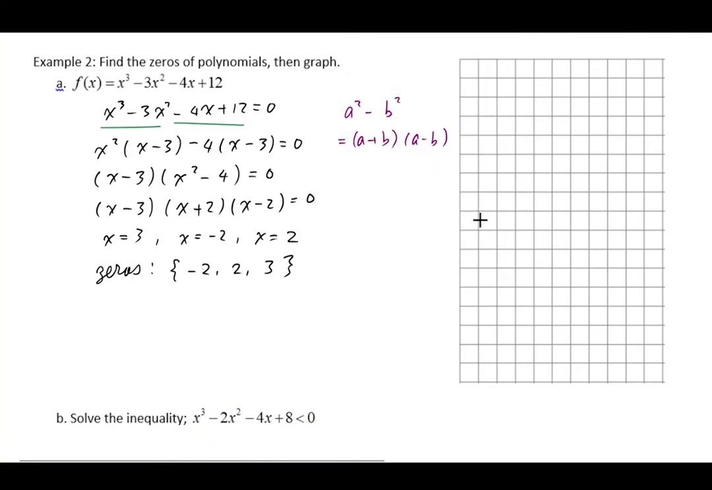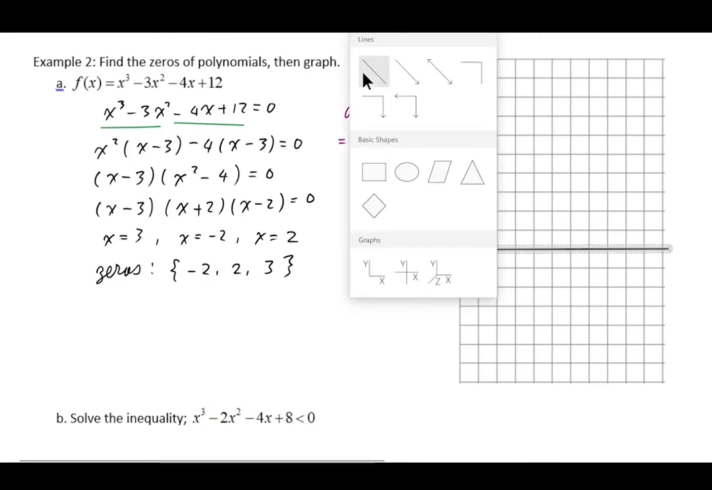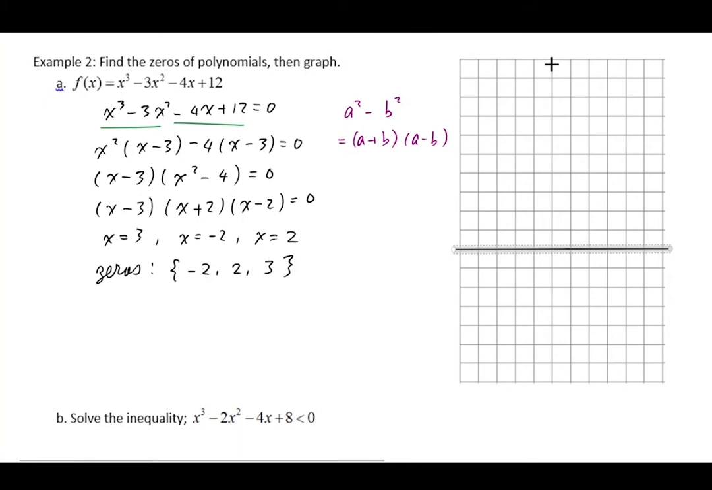Now, I have the y-intercept to be 12, right? But I'm going to rescale the axis now because it's very difficult to see what this function looks like. We just need an approximate sketch. So let's put the axis right there in the middle. Now let's start plotting. We have -2 here, and then +2 here, and 3 here.